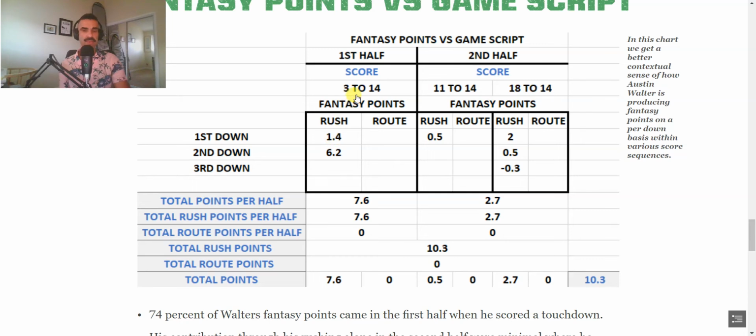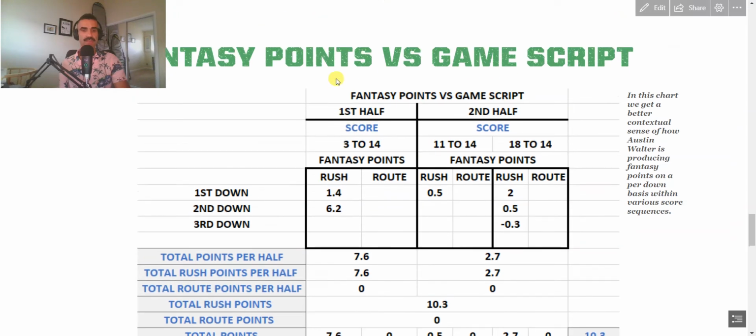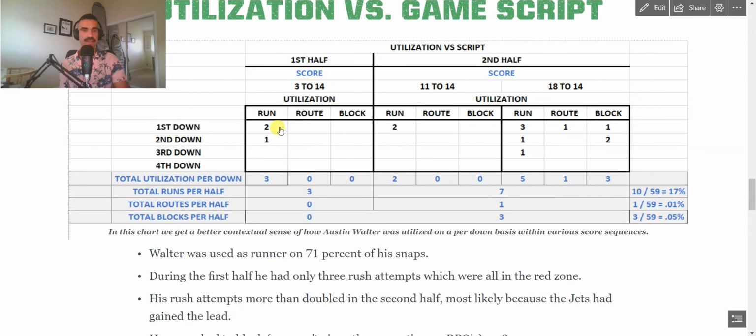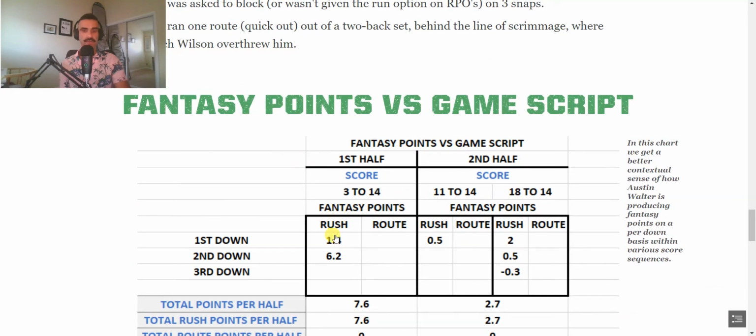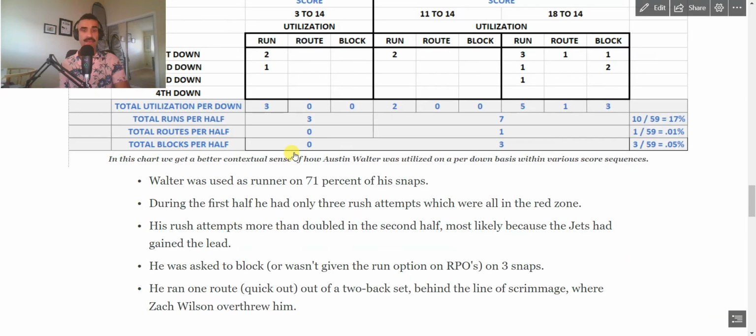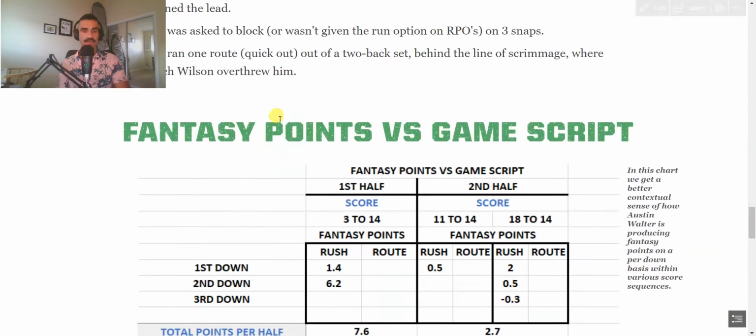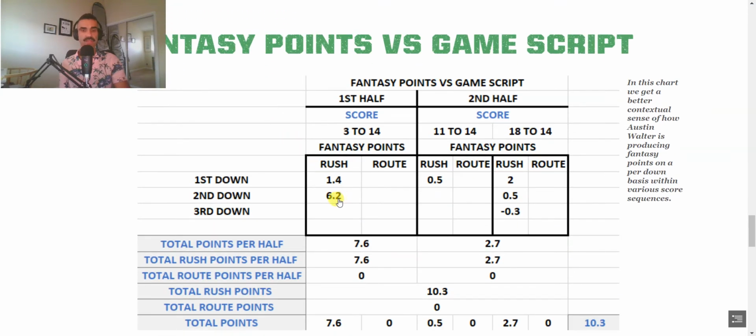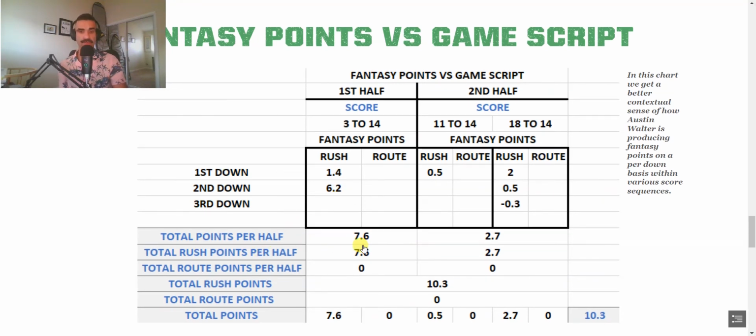When it was 3 to 14, he accumulated 1.4 fantasy points on his rushes in that score sequence. If you go back here, he ran it twice at 3 to 14. On those 2 runs, he accumulated 1.4 points. Then on that second down run, we go down here, 6.2 points. That is the run where he scored the touchdown from 2 yards out from the goal line. So you add these 2 together, 7.6. Total rush points per half, 7.6.